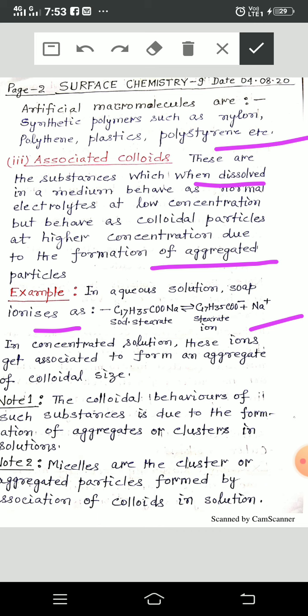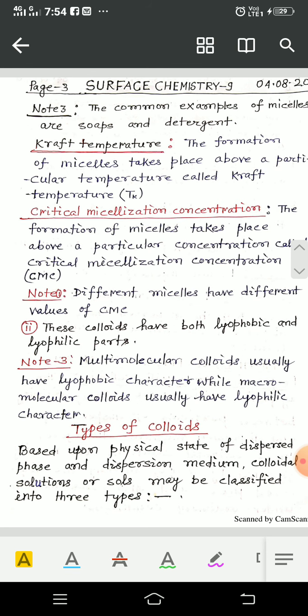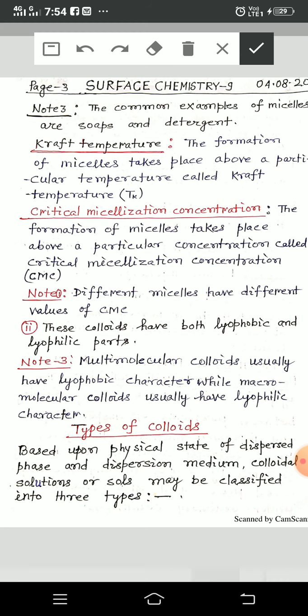In concentrated solution, these ions get aggregated to form particles of colloidal size. Now, note number one. The colloidal behavior of such substances is due to the formation of aggregates or clusters in solution. Micelles are the clusters or aggregated particles formed by association of colloids in solution. Now, on page number 3, the common examples of micelles are soaps and detergents when they are dissolved in water.